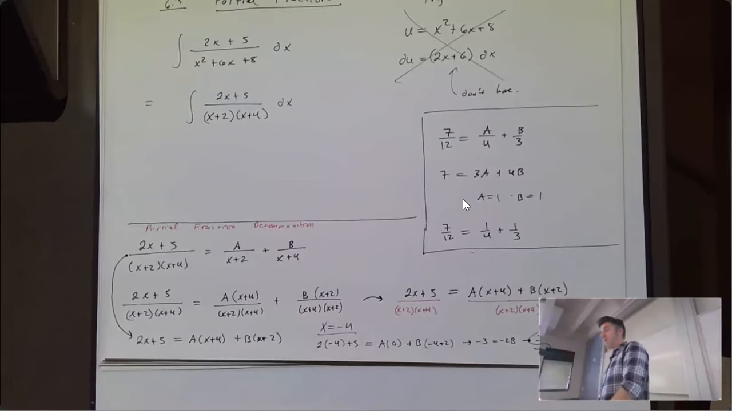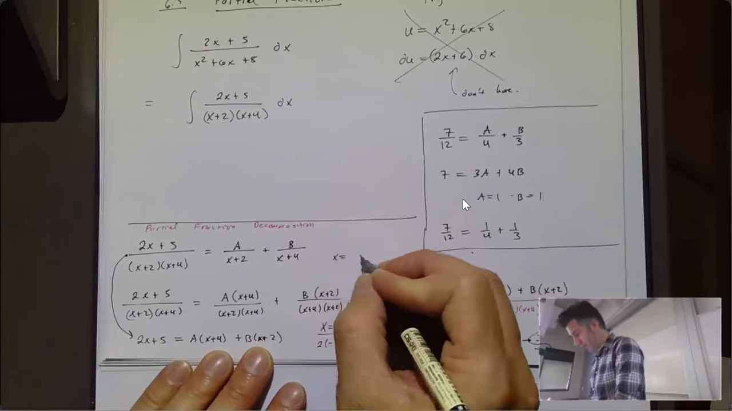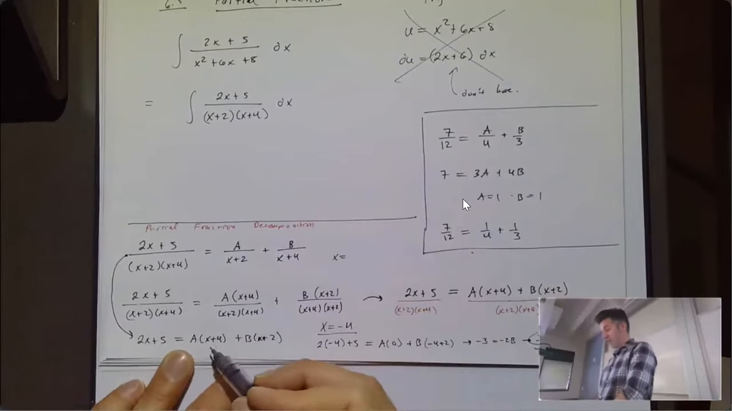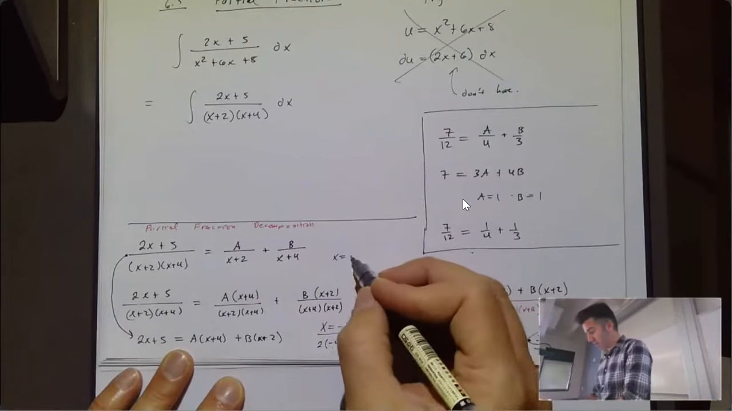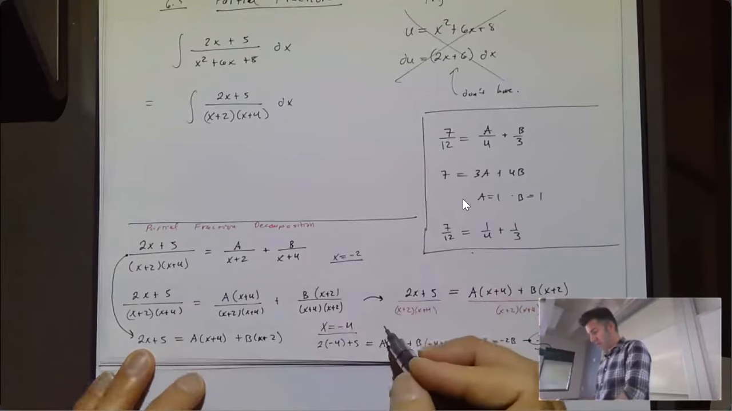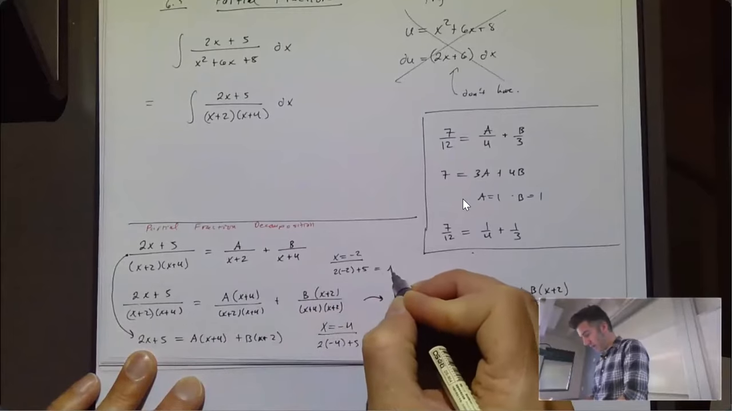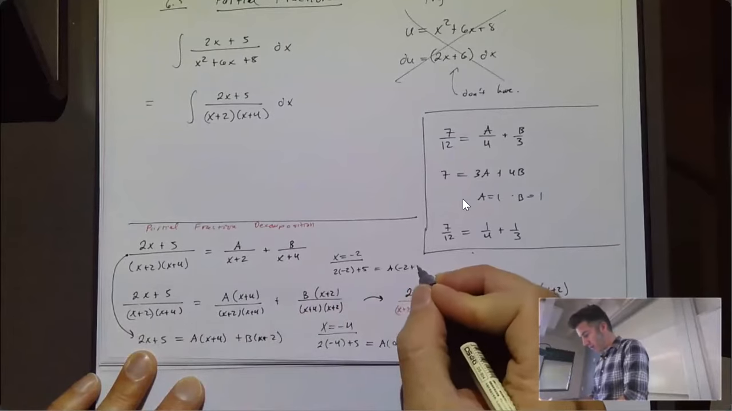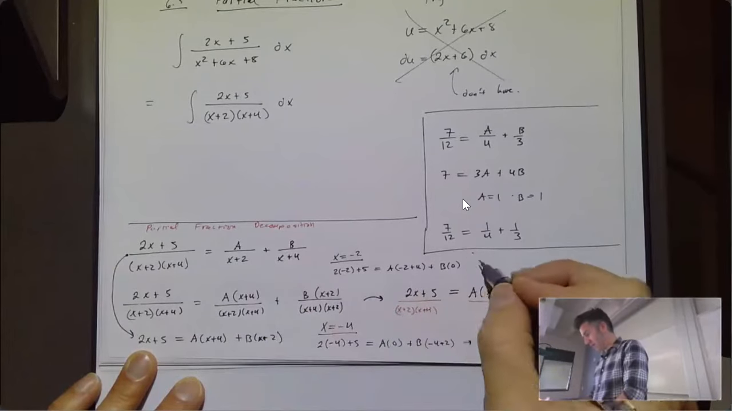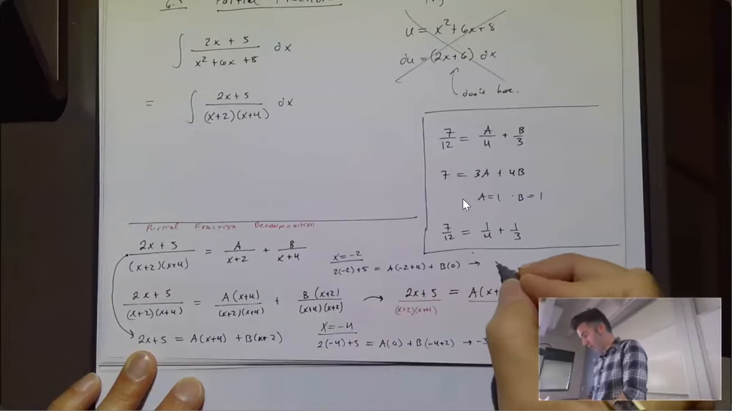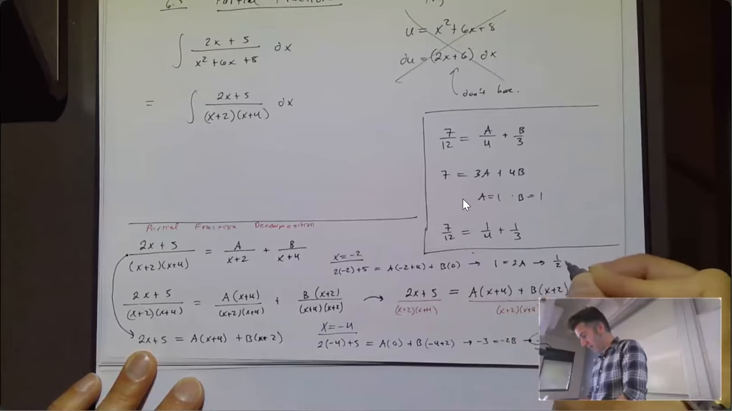And then we do the same thing for a. I'm kind of running out of room, so I'm going to go up over here. We do the same thing for the other convenient value. I pick -4 to make this part 0. I'm going to pick -2 to make this part 0. So if x equals -2, then I'm going to get 2 times -2 plus 5 equal to a times -2 plus 4 plus b times -2 plus 2, which is 0. So that ends up giving me -4 plus 5, that's 1, equal to 2a. So a is equal to 1/2.